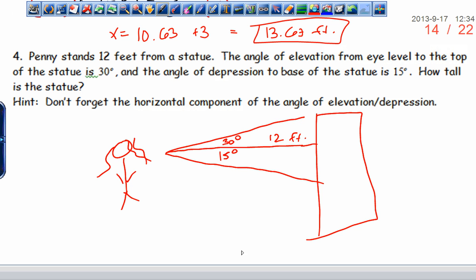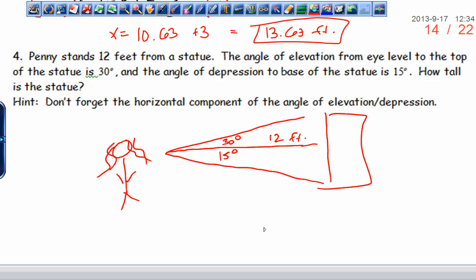All right, here's the picture. That's probably roughly what it would look like. 15 degrees goes down. All right, cool. Anyway, we're trying to figure out how tall the statue is.